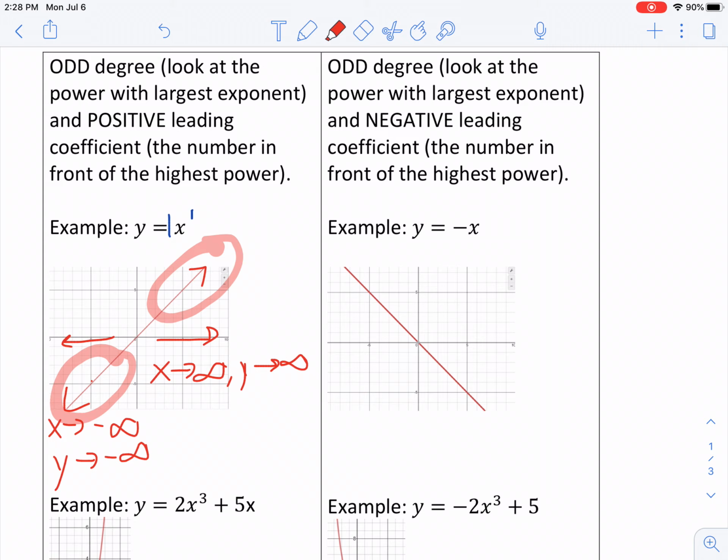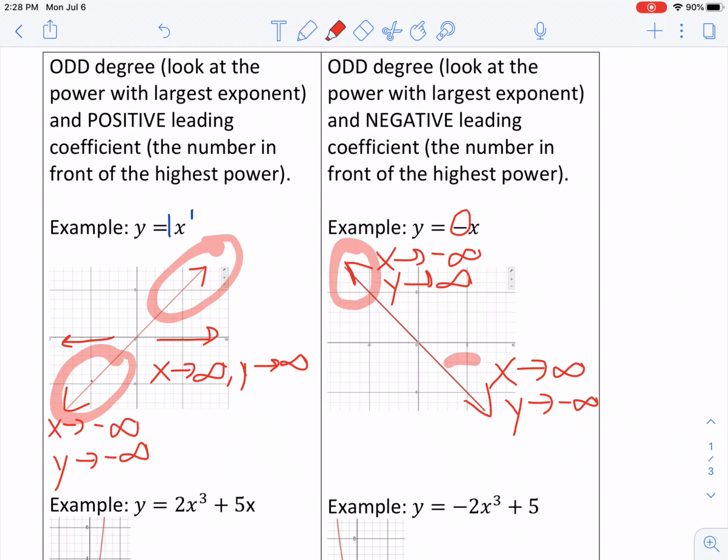Okay, so if there's an odd degree, so you're looking at the power with the largest exponent again, this one again is just a 1, and you have a negative leading coefficient, so a negative 1 out front here, then your end behavior is still not going to match because it's odd, but it's going to be flipped over. So a line with a negative slope is an easy way to think about it. As x goes to positive infinity this time, y is going to negative infinity. It's decreasing as x goes to positive infinity, and as x goes to negative infinity, y goes to positive infinity. So it's just the opposite of what we saw in the last case. But again, end behaviors do not match. They're pointing in opposite directions.